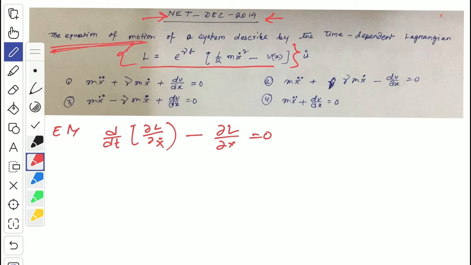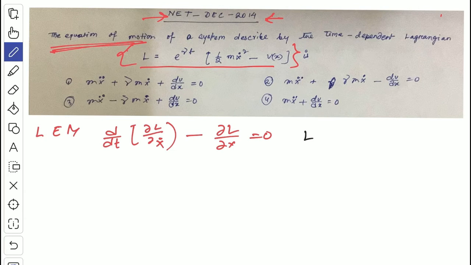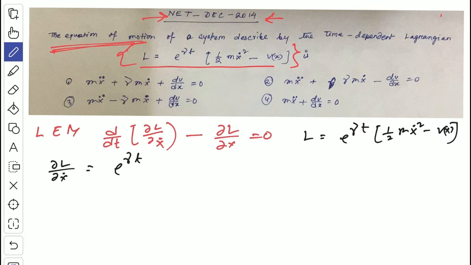Here the Lagrangian is e to the power gamma t times half m x dot squared minus V of x. This is the Lagrangian given. First let us find del L by del x dot. If you find it, you will get e to the power gamma t m x dot. Then let us find del L by del x, and that's going to be equal to minus e to the power gamma t del V by del x.